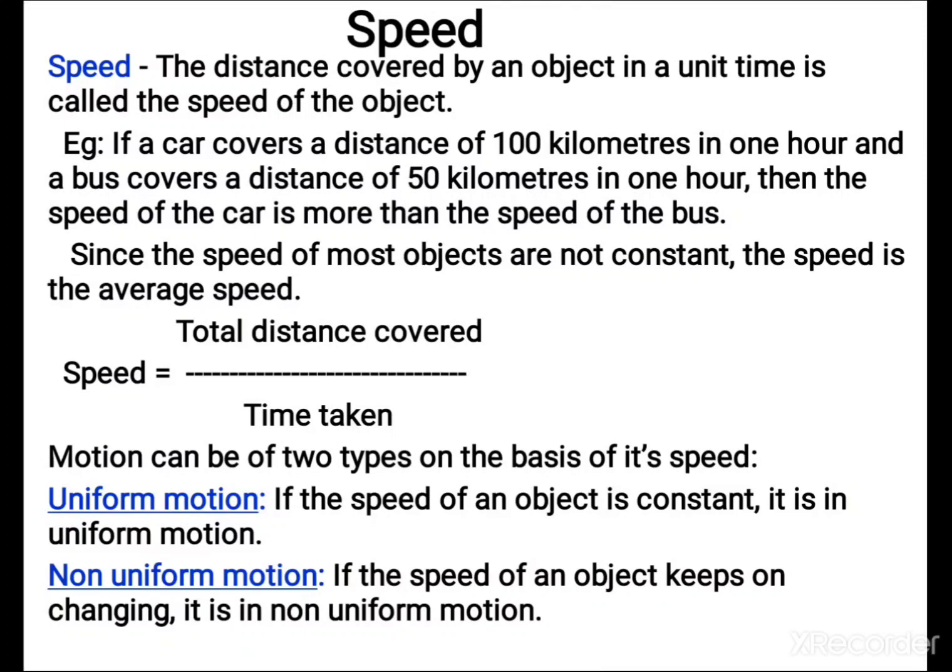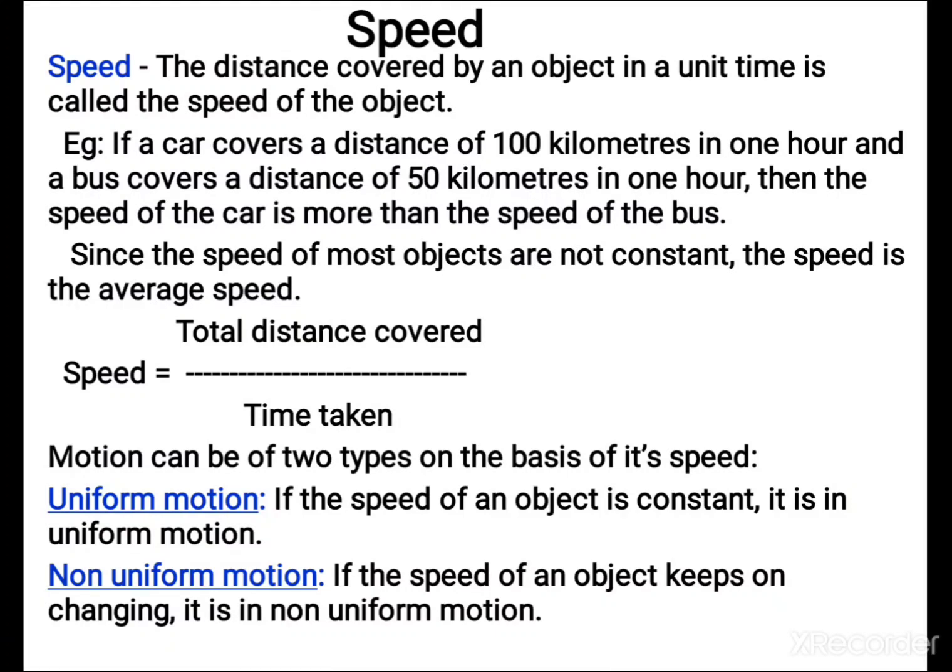Since the speed of most objects is not constant, the speed is taken as the average speed. The formula of speed is total distance covered over time taken.